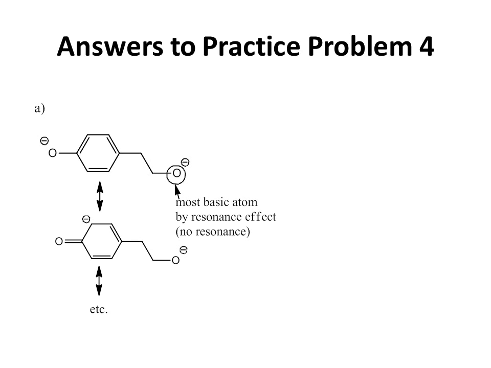Part B, we have two atoms with lone pairs, a nitrogen and an oxygen. This is simply the period effect. The less electronegative atom, which is nitrogen, will be the most basic atom by period effect.